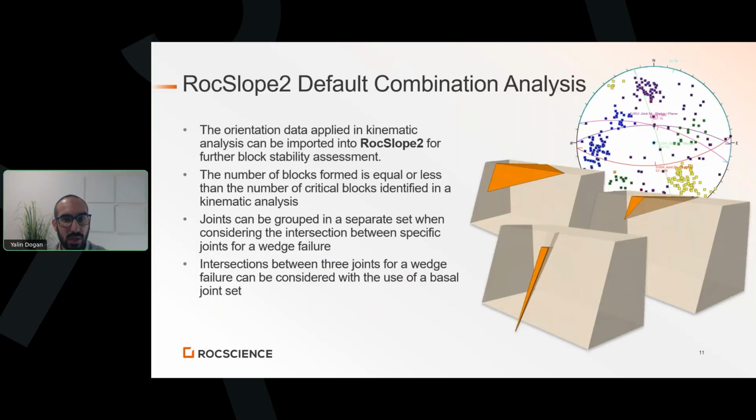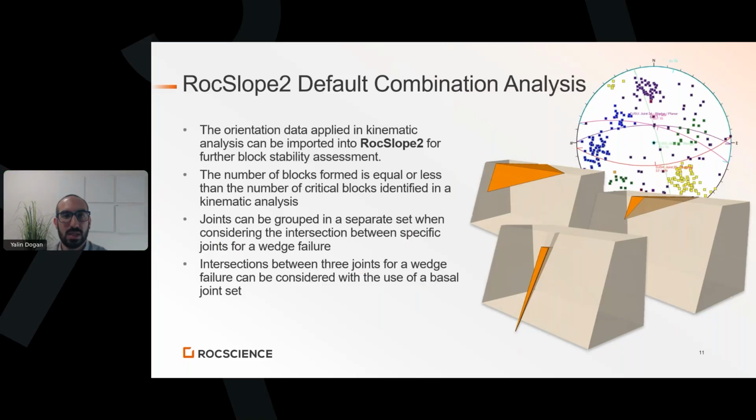Okay, so if you have ever used S-wedge or rock plane before, by default, you put in a deterministic slope, add two joints in S-wedge or one joint in rock plane, and you get a factor of safety. RocSlope2 takes a bit of a different approach. It's really built as an extension of what DIPS does.